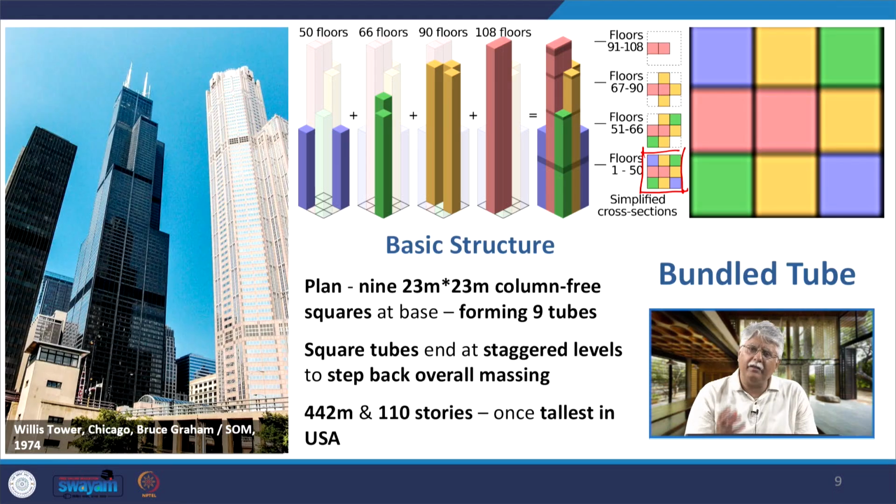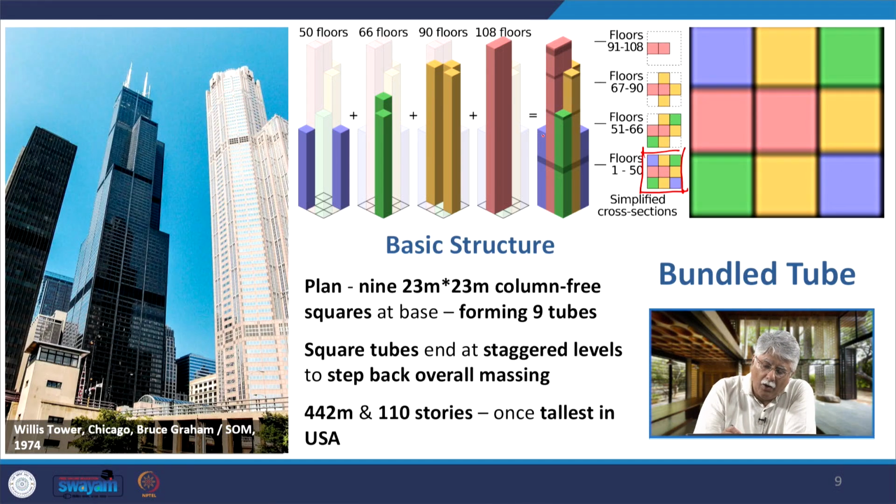So all 9 tubes don't rise up to the full height of 442 meters or 110 stories, which is the tallest. At that time when it was built, Willis Tower was not only the tallest building in the US, it was also for some time the tallest building in the world. And this is how the towers are rising.